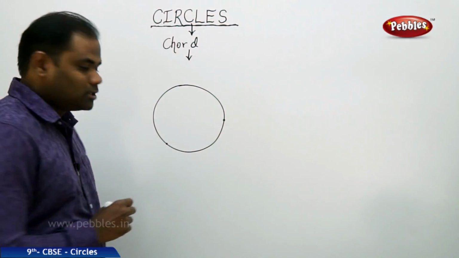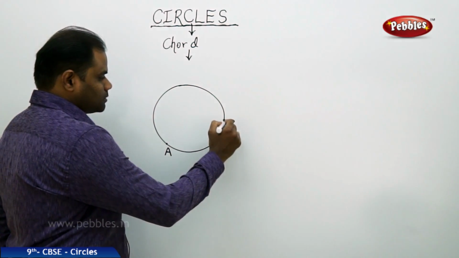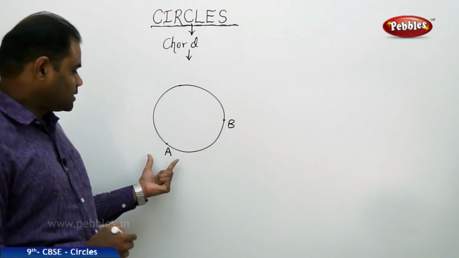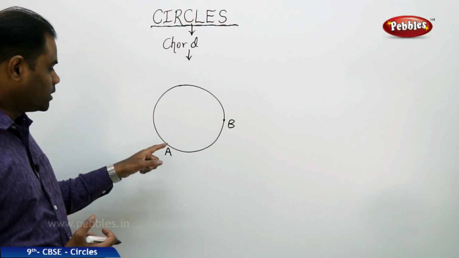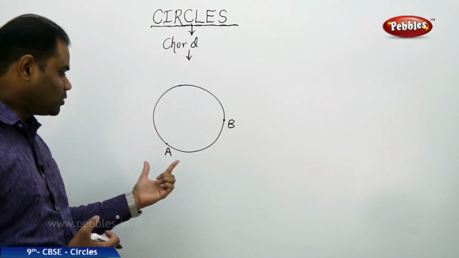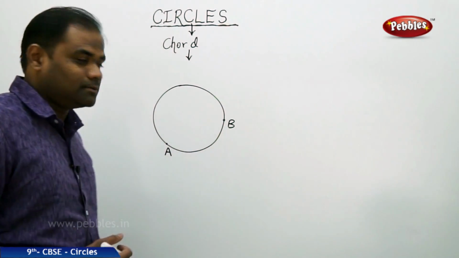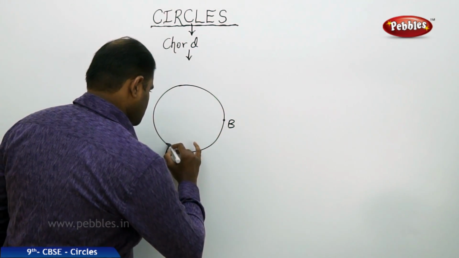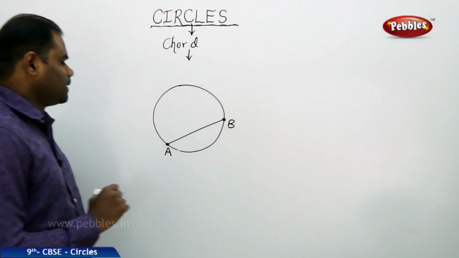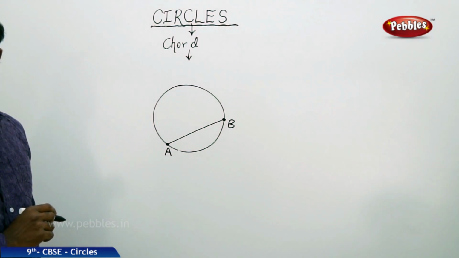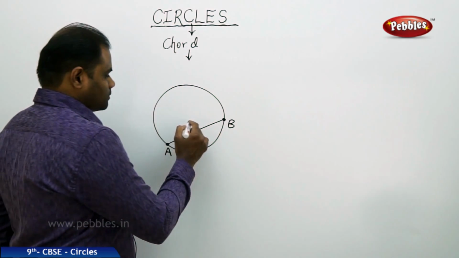Now, this point on the circle is denoted by A and this point on the circle is denoted by B. So for these 2 points A and B on the circle, a chord is defined as the line segment joining any 2 points. In this case, joining the points A and B. So let's join the points A and B for this circle. So here I have a line segment which joins the 2 points A and B. So this line is called the chord.